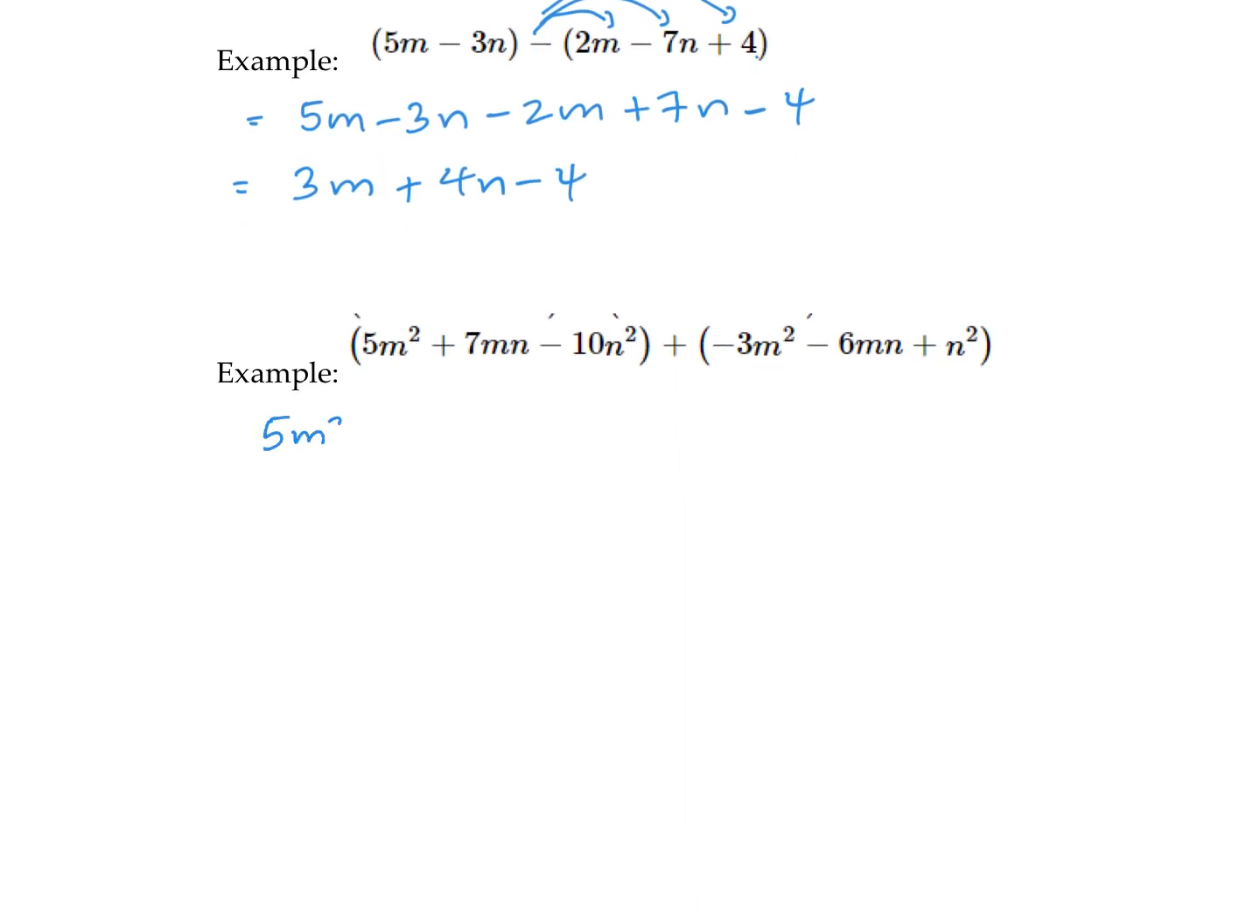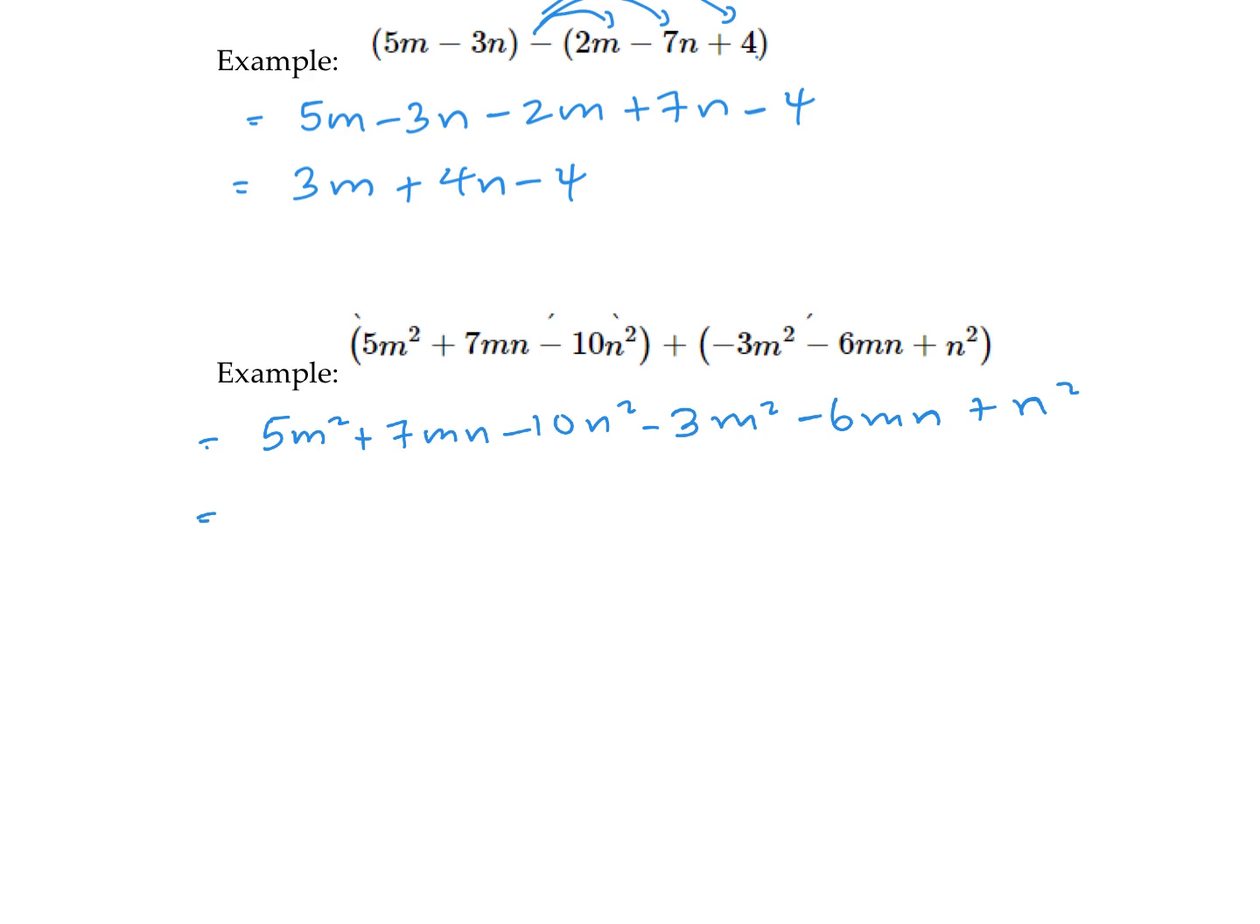Same in this question. I will remove brackets. We're just adding, so the signs will remain the same in the brackets. So positive and a negative is a negative, a positive and a negative is a negative, and a positive is a positive. Then we'll collect like terms.